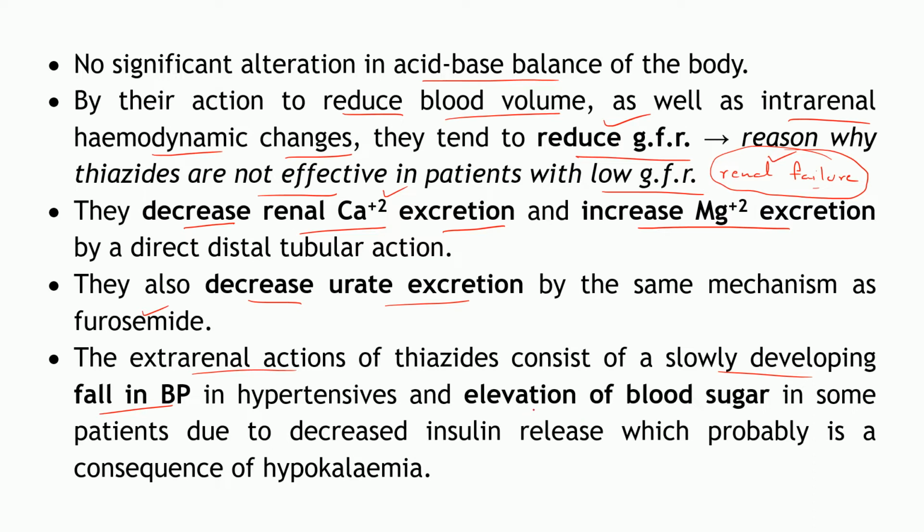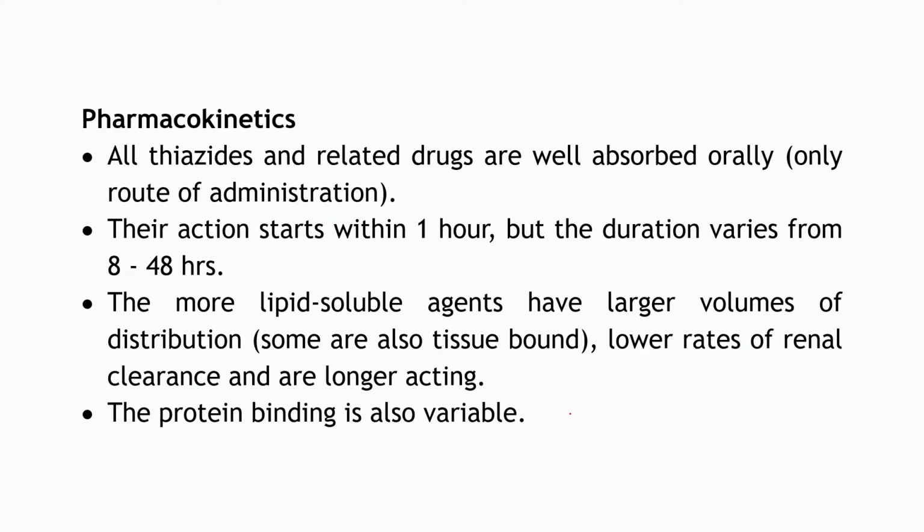Apart from that, elevation of blood sugar level is also produced. Now why is the blood sugar level increased? That's because of decrease in the insulin release. Okay, insulin is a hormone which regulates the blood glucose level, right? So if the levels of insulin are low, obviously blood sugar level will be high. Now why insulin secretion is getting decreased is because of the hypokalaemia, which is one of the complications produced by the high-ceiling as well as the thiazide-like diuretics. So this is responsible for decrease in the insulin release, which is responsible for increase in the blood glucose level.